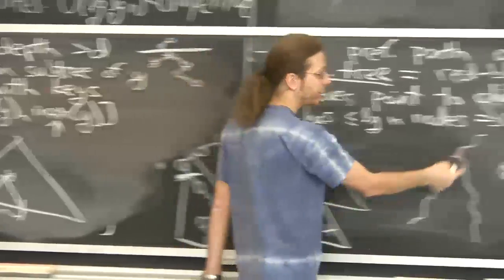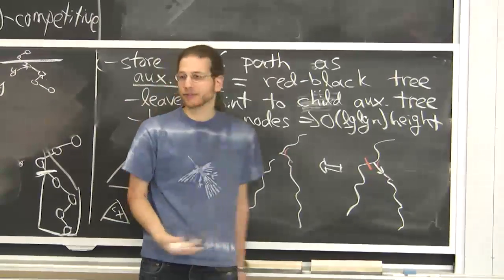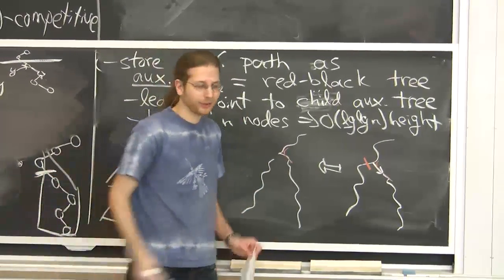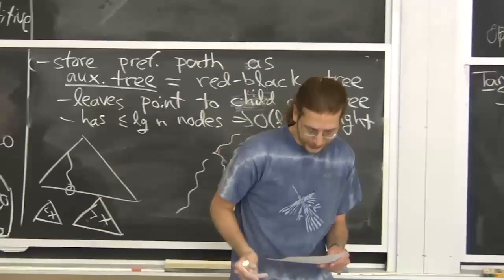Similarly, if I want to do a join operation, it's a constant number of splits and concatenates, and I'm done. Just dealing with the fact that things are in the wrong order here, but it's not so bad.